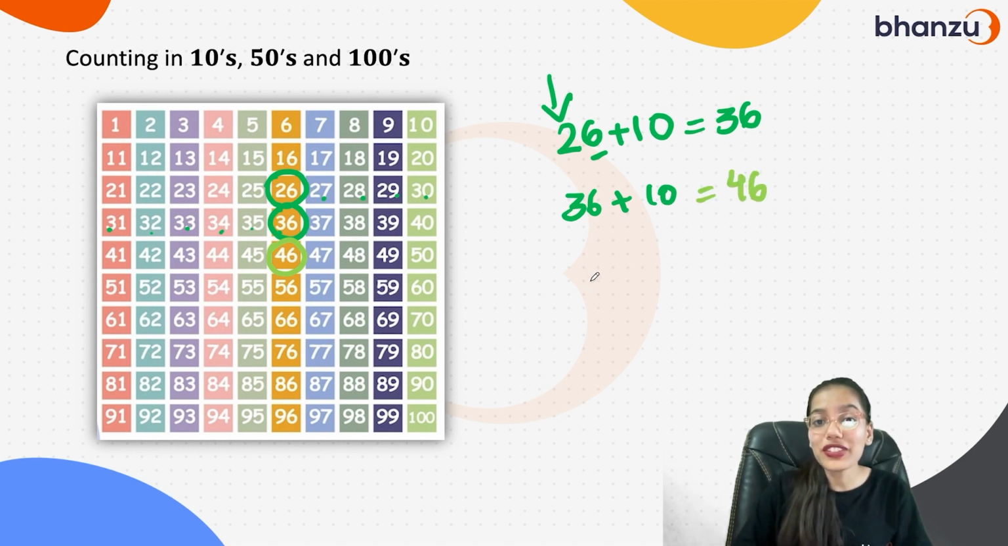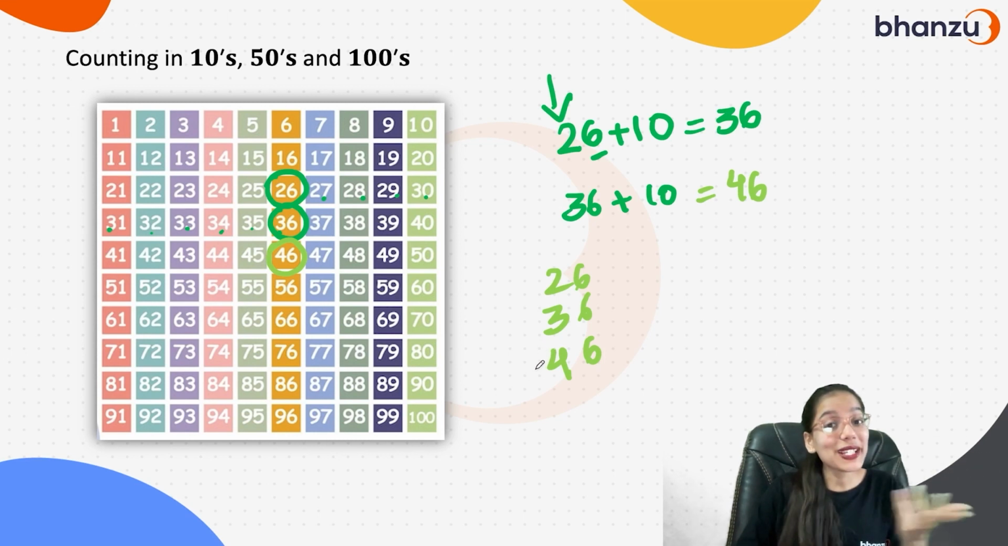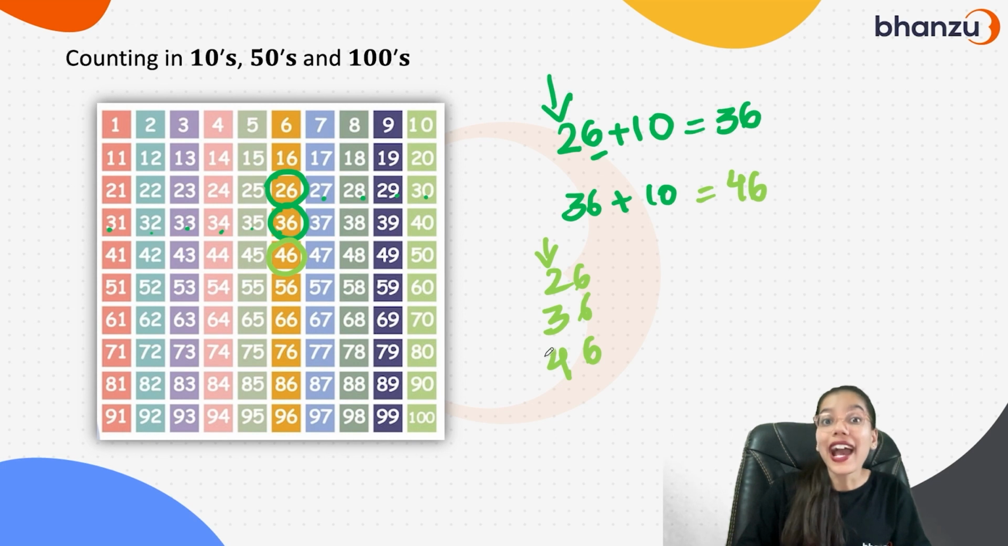Now if you observe the numbers 26, 36, 46, can you observe some pattern here? Which place value is changing? Exactly. The place value of tens is changing. It is increasing by 1 every time. Correct? 2 has become 3, 3 has become 4. So now did you understand how to add numbers in tens and how do you remember counting in tens?